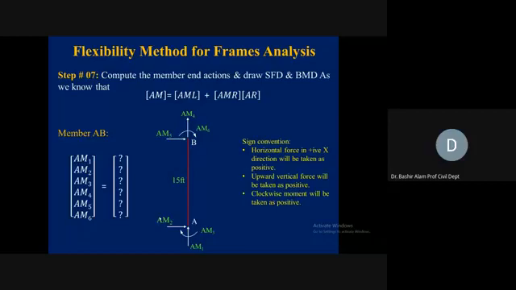positive direction. Here you see at A, AM1 upward, AM2 rightward, and AM3 clockwise. Similarly at B, AM4 upward, AM5 rightward, and AM6 clockwise. So those I take initially because I have the freedom here to select any one as my positive direction.